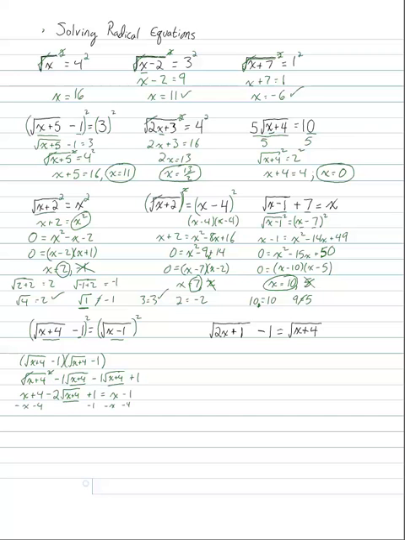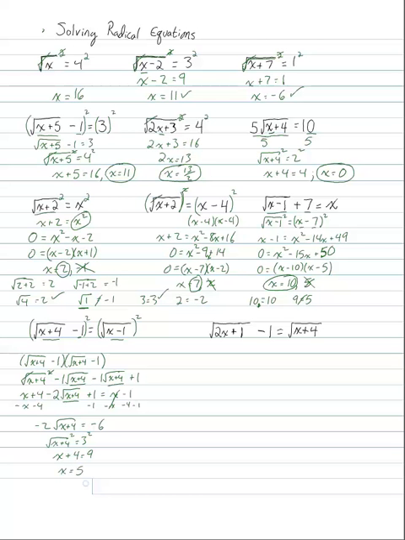So I'm going to go ahead and get, let's see, minus 2 square roots of x plus 4 equals, x's will cancel, minus 1 minus 4 is minus 5, minus 1 is minus 6. I'll divide by my negative 2, so square root of x plus 4 equals 3. Now it's pretty easy. Now I can square both sides and it should work out nicely. X plus 4 equals 9, so x equals 5.